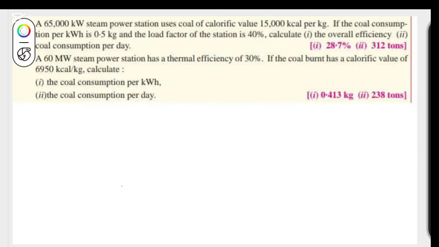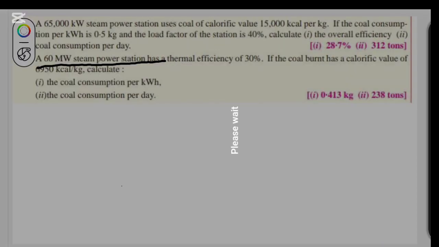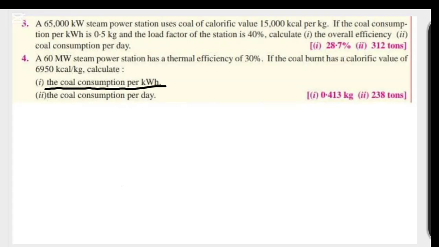So also we are going to the next question, which says that a 60 megawatt steam power station has a thermal efficiency of 30%. If the coal burned has a calorific value of 6,950 kilocalories per kg, we are to calculate the consumption per kilowatt hour. So this is very simple. So I have to say the coal consumed per kilowatt hour.